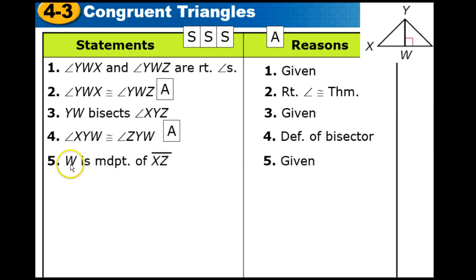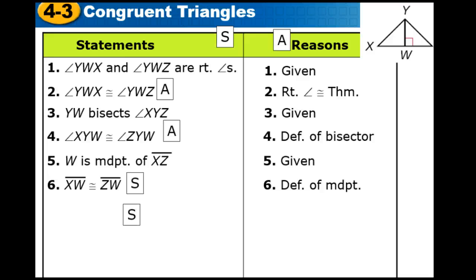Okay, let's jump to the next given. The next given says that W is a midpoint of something. Guess what our next reason is? Definition of midpoint. What does this mean? W is the midpoint of segment XZ. That means that this W is in the middle. That makes this congruent to this, which are 2 sides. In other words, XW congruent to ZW using the definition of midpoint. Again, this time I'm going to move an S down. Okay, so far we have 2 angles and one side.